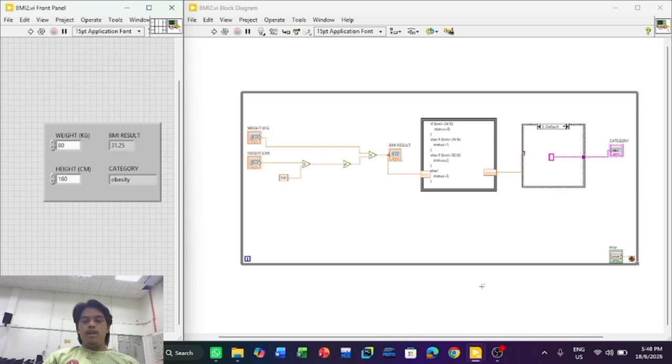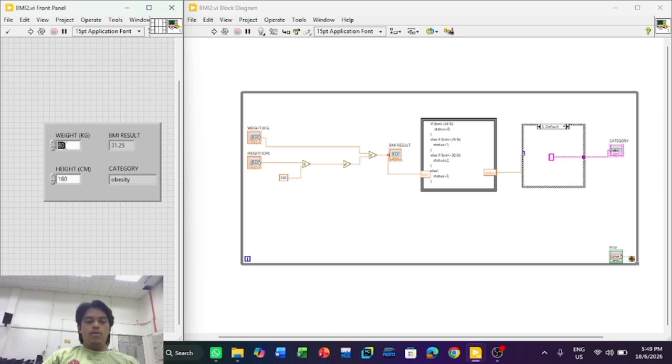So today I will show you guys how to calculate BMI using LabVIEW. Here we have two forms that we need to fill. First is weight and second is height. The result here will show the BMI result and the category. Here we have three categories: normal, overweight and obesity. So I will show you guys how to use it.